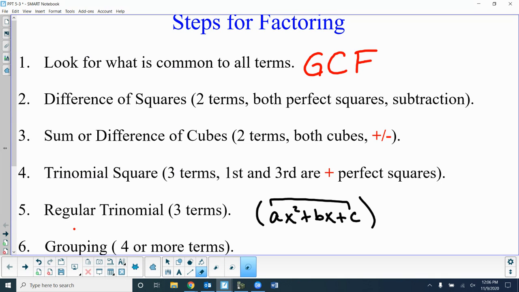Yes? I just have a question. Can we write it in decimal form on number 9? Yeah, you can, 0.25. Yeah, that's fine. You can write it as decimal. I prefer fractions, but decimals is not wrong.